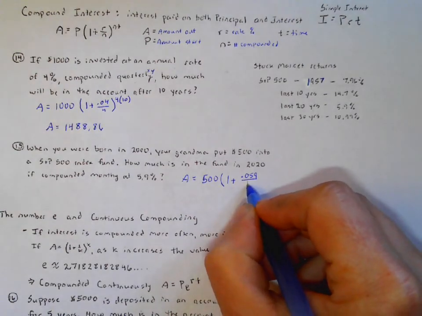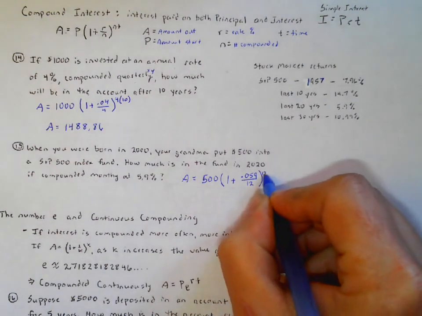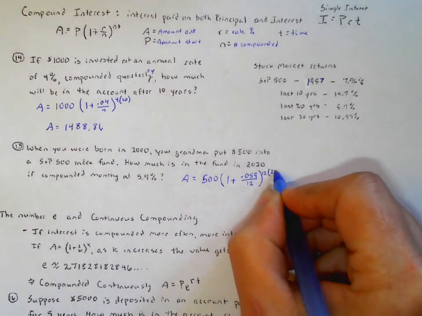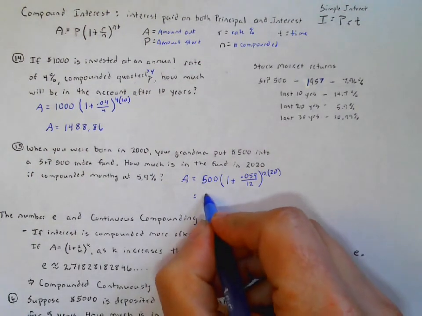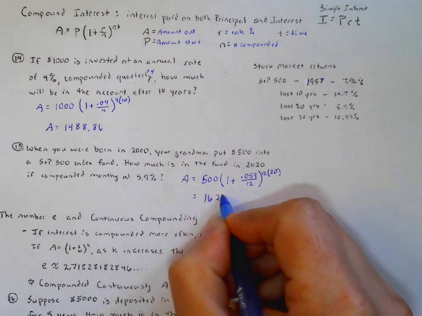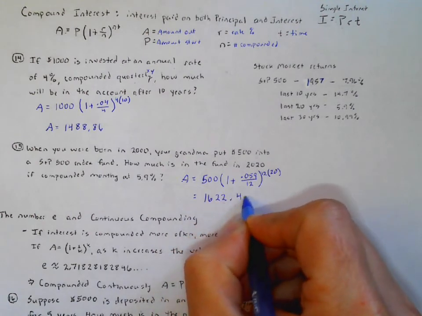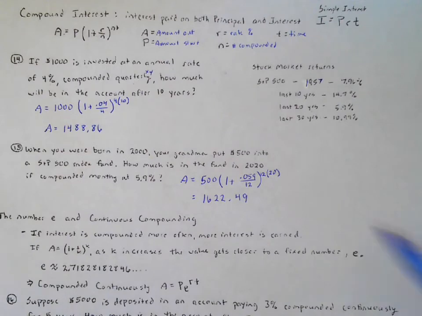Compounded monthly, so that's 12 times per year for 20 years. Okay, so if we work that out, I'm going to pause it and work it out. Okay, so that $500 turns into $1,622.49 if it continues to run. Okay, so the stock market keeps going up and down, whatever.